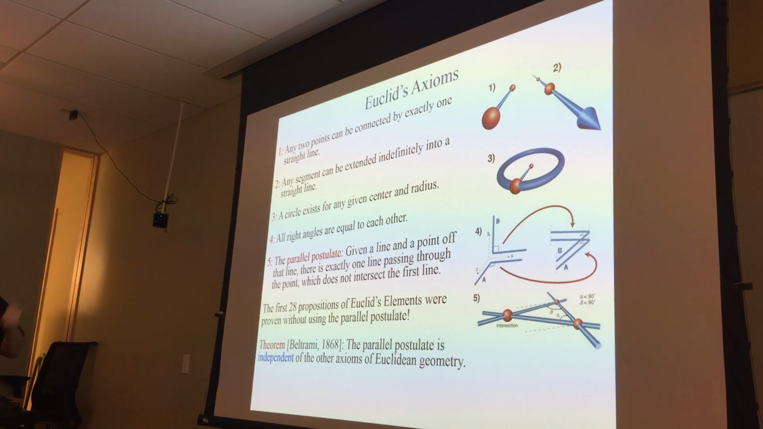You can take it either way you want. It's independent of the other axioms. It cannot be proven or disproven from the other axioms. And it took 2,000 years to finally prove that. And so it's an essential part of Euclidean geometry.